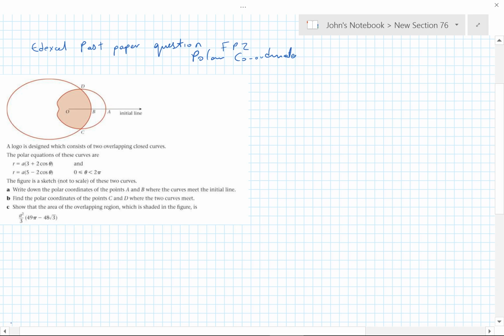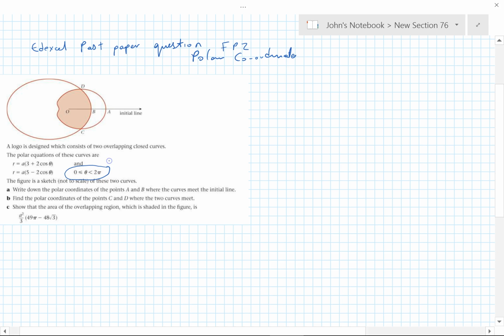So hi, this is a polar coordinates question. It's taken from the Pearson's Edexcel textbook for FP2. I suspect it's a past paper Edexcel question from a few years back. Looking at it, there's a few things I would say before I start.